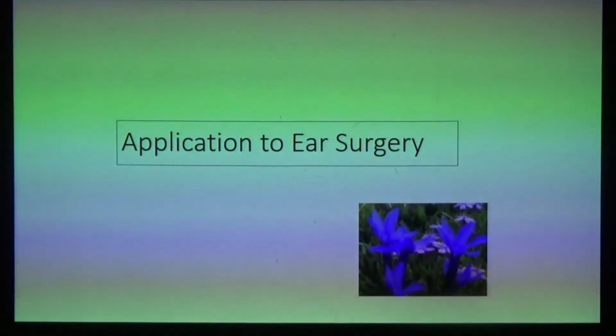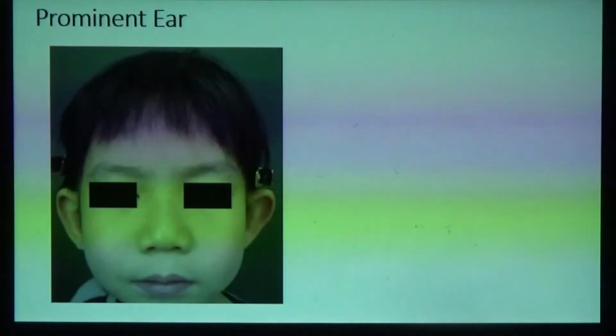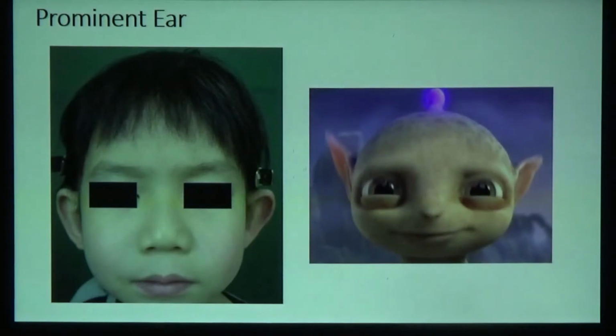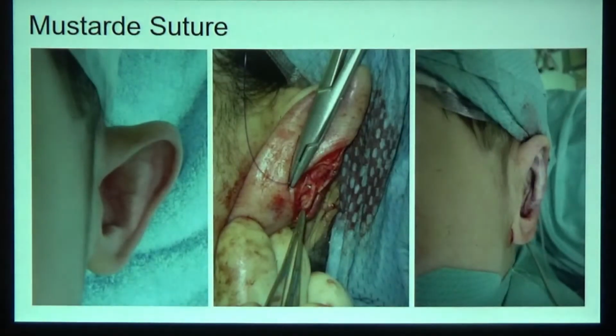Structural analysis is also useful for cosmetic surgery of the ear. As an instance, here we introduce how we use our technique for the treatment of prominent ears, a deformity that can be associated with an alien-like appearance. To correct the prominent ears, stitches are applied to the ear cartilage. This technique is called Mustardé suture, after the surgeon who invented the technique.